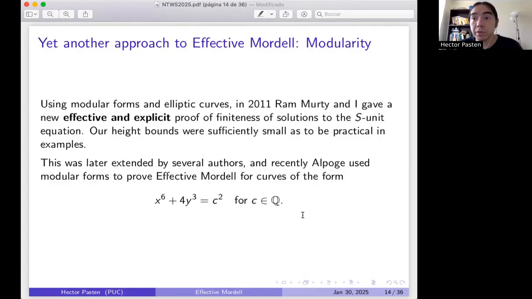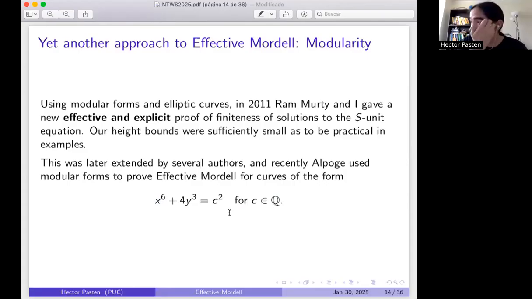So they can actually be used to find the solutions of S-unit equations, although they are far from what we conjecture. This was worked out in some other cases by several authors, including Rafael von Känel. He worked on extending this bound for other Diophantine equations. And very recently, Alpöge used modular forms in a similar way to prove the effective Mordell conjecture for some curves, including, as a special case, this very explicit family that you have here. That's really amazing that you can deal with such a large one-parameter family of curves and get effective Mordell.